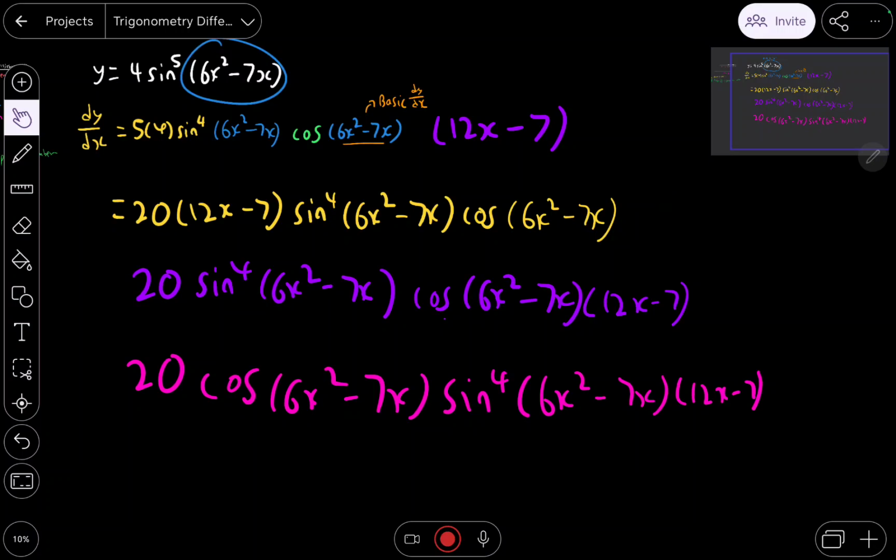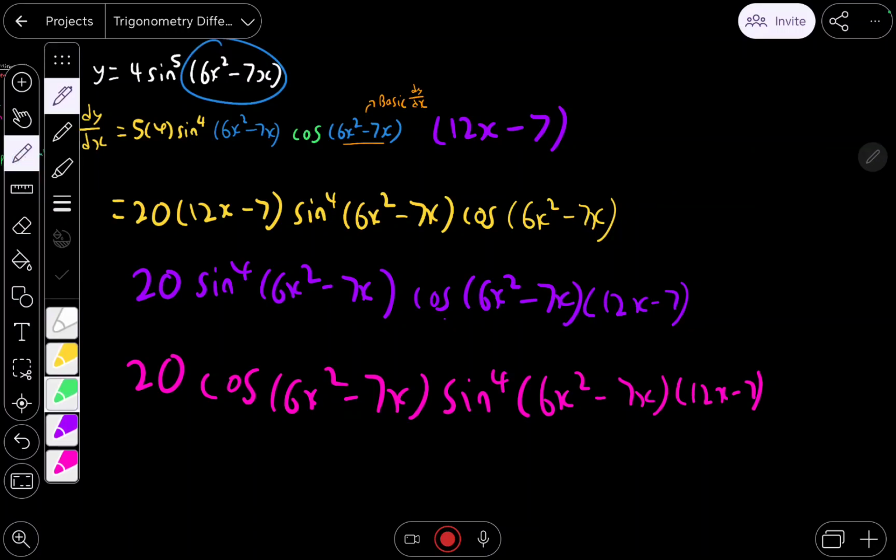But for me, I will just leave it in the 2nd way. Good enough already. You can leave your answer in any way like that. But for me, honestly, why people write the 1st way? Because they prefer all the x term to be in front, then followed by your trigo functions like sine and cosine. Or you can even flip also. You can say cosine 6x squared minus 7x first. It doesn't matter. It's still the same.